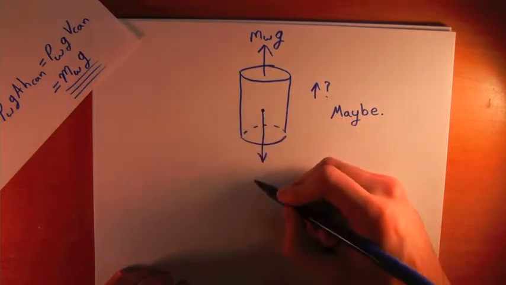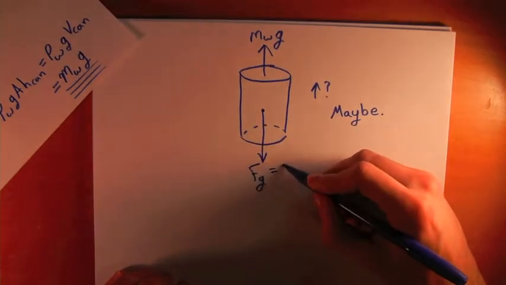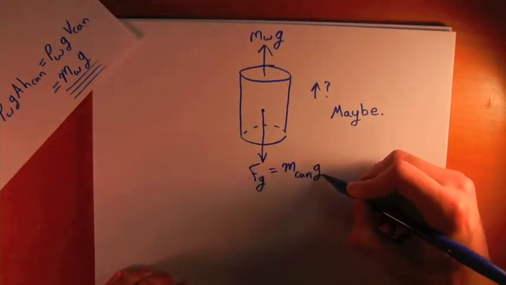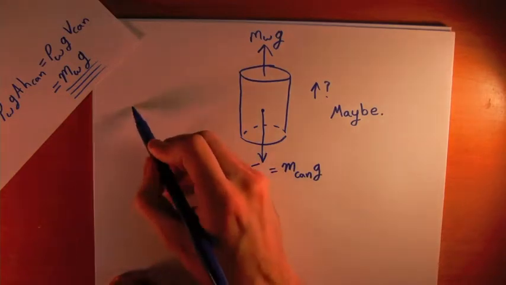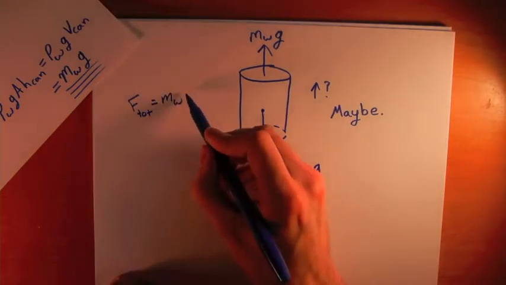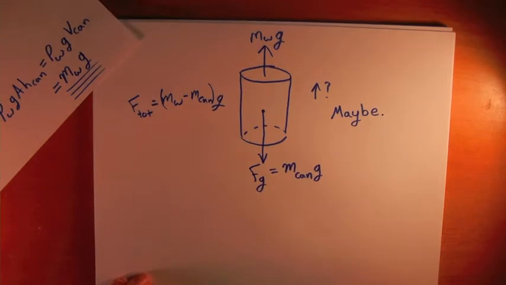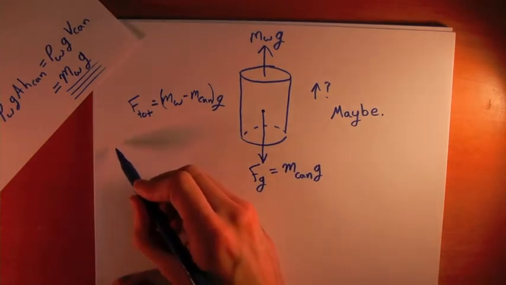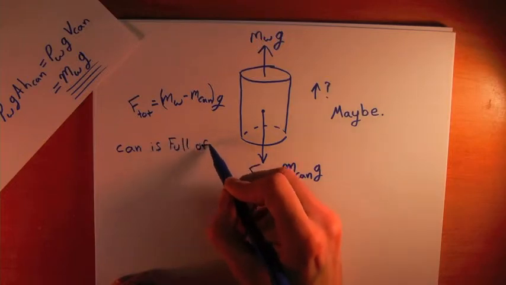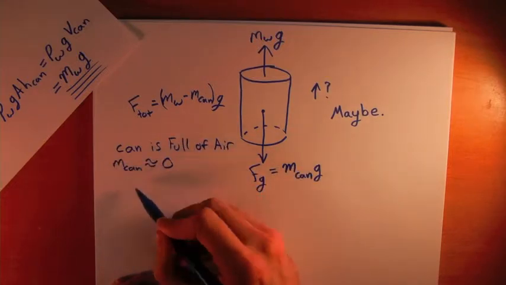We know that there is a force of gravity acting on this can. So we simply take the mass of the can times gravity as usual. The total force then is our buoyant force minus our force of gravity. We can see quickly that whether or not this goes up or down depends on which is bigger, the mass of water displaced by the can or the mass of the can.